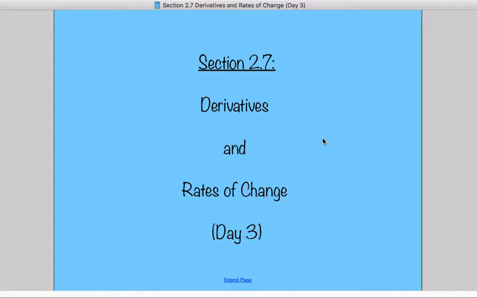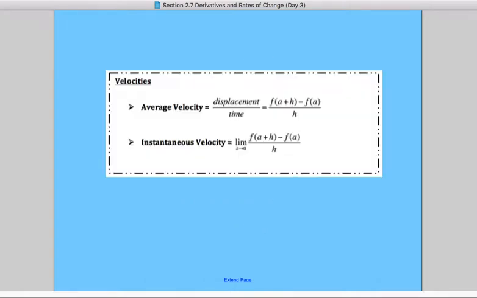Hello and welcome to our third and final day of section 2.7, derivatives and rate of change. Today we're going to be focusing on the rate of change piece, which in turn is velocity. So we're going to be looking at velocities.